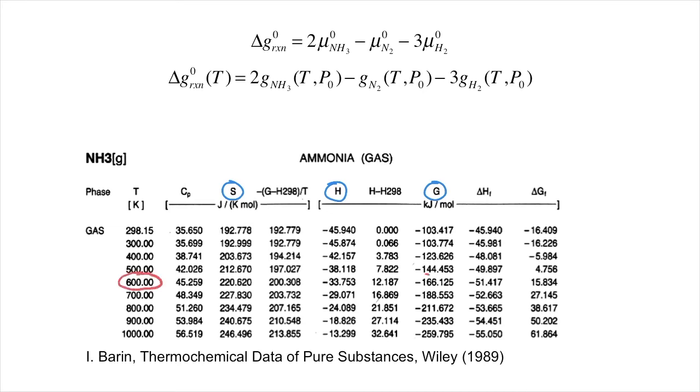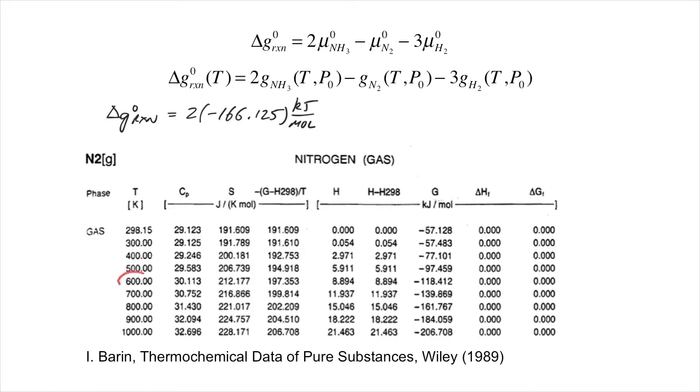According to this table, at 1 atmosphere pressure and our example temperature of 600 Kelvin, the Gibbs free energy of ammonia gas is minus 166.125 kilojoules per mole. Likewise, looking up G at 600 Kelvin for nitrogen, we find a value of minus 118.412 kilojoules per mole. Note that I am retaining a lot of significant figures.